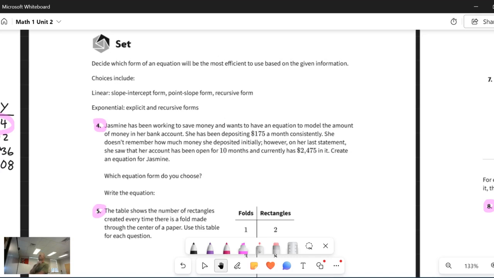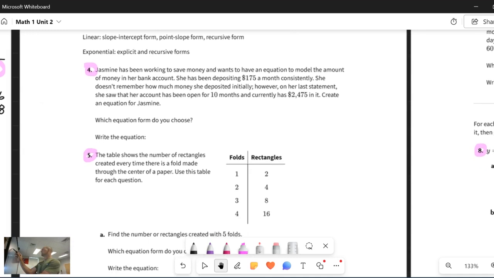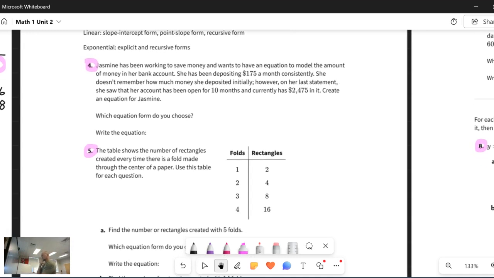In here it says decide which form of the equation will be the most efficient to use based on the given information. Choices include, if it's linear, slope intercept, point slope, or recursive. Exponential is explicit or recursive. So we're going to go through, there's going to be a little bit of talking here and a little bit of writing from me, so just pay attention if you are having trouble with any of it.